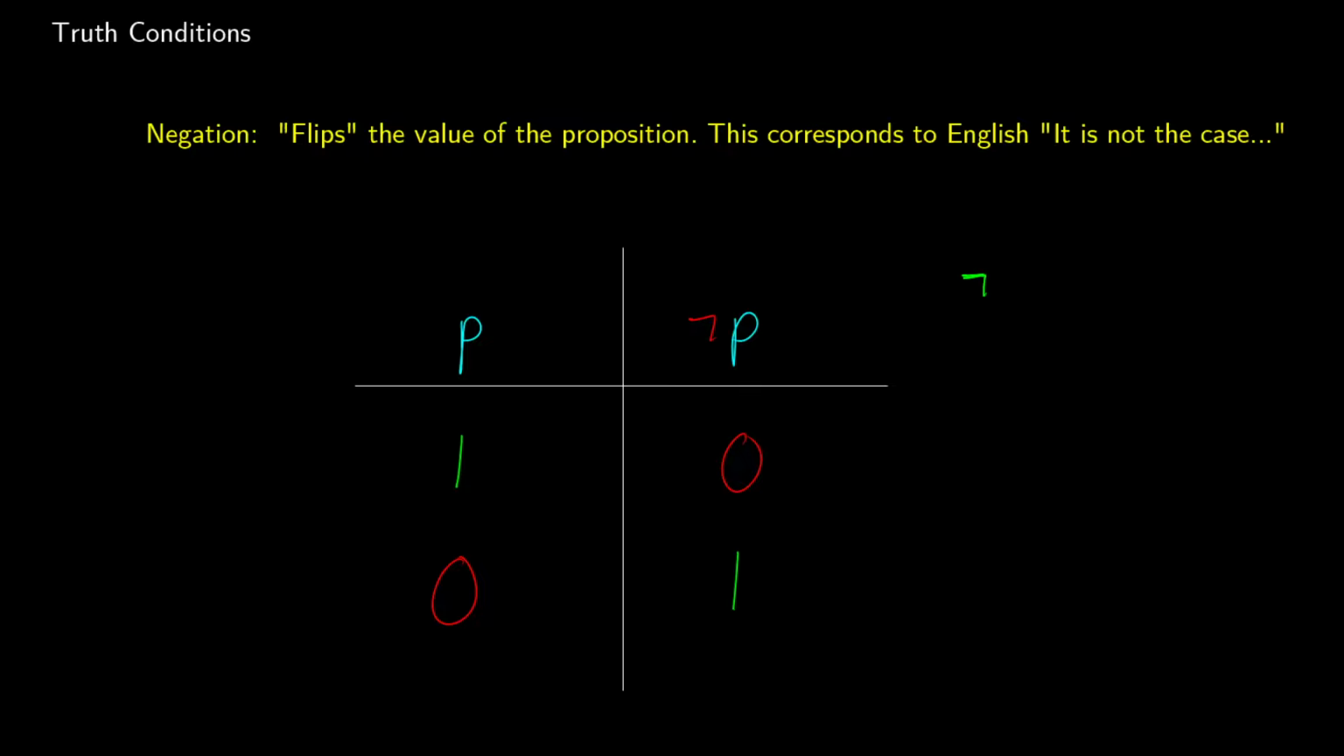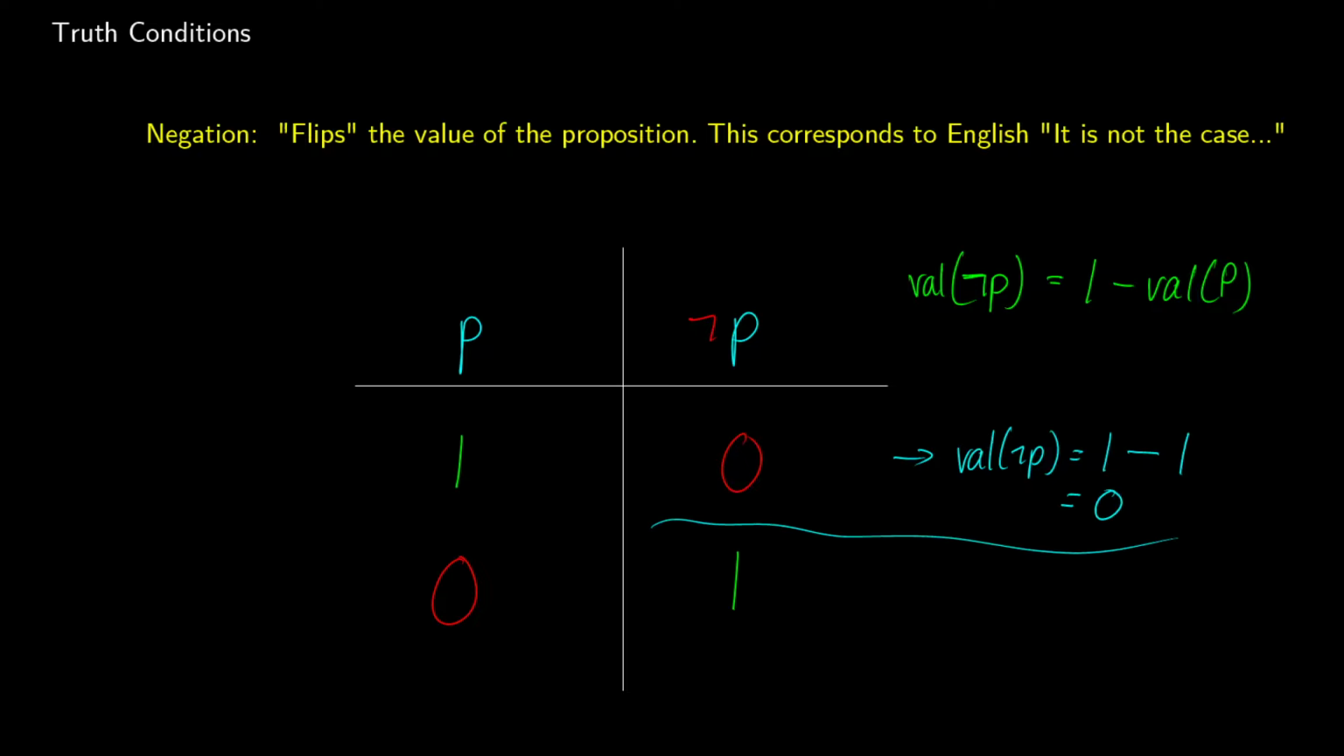And there's a nice mathematical way to calculate this. We can say the value of not P is equal to 1 minus the value of P. So if we put this into the formula, imagine we look at this first row here. We're saying that the value of not P is equal to 1 minus the value of P. Well, P is 1, so we get 0. And that is what we saw there. And in this case, it would be 1 minus 0 since P was 0, leaving us with 1. So this is a mathematical way to figure out what the value of the negation is.